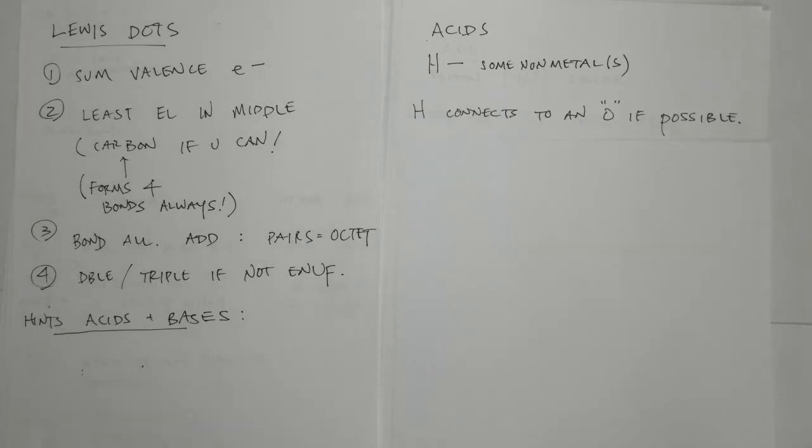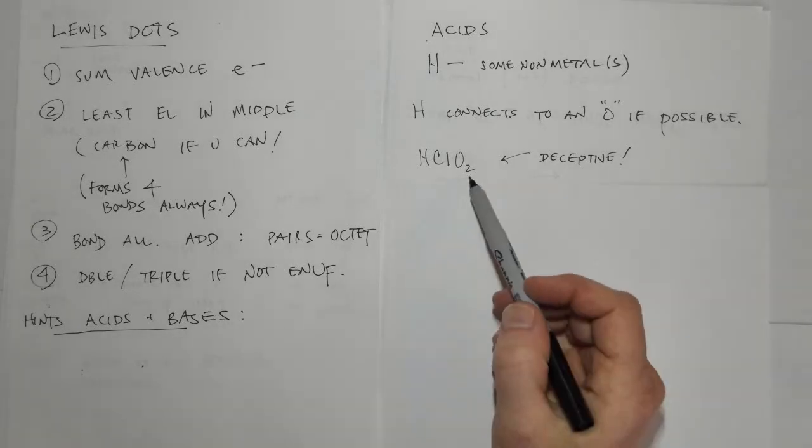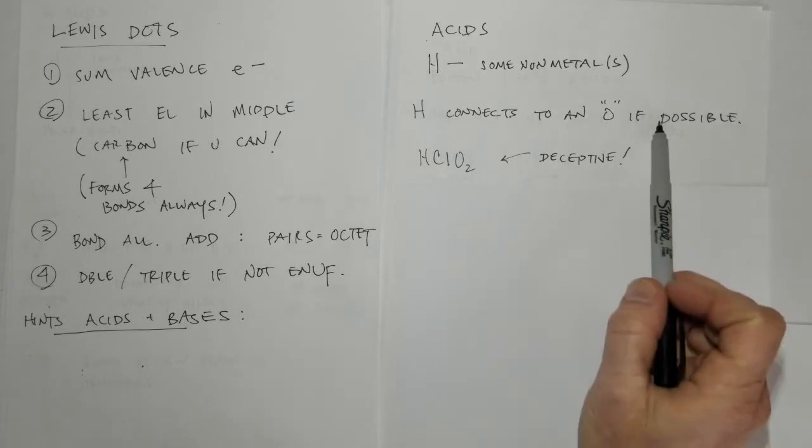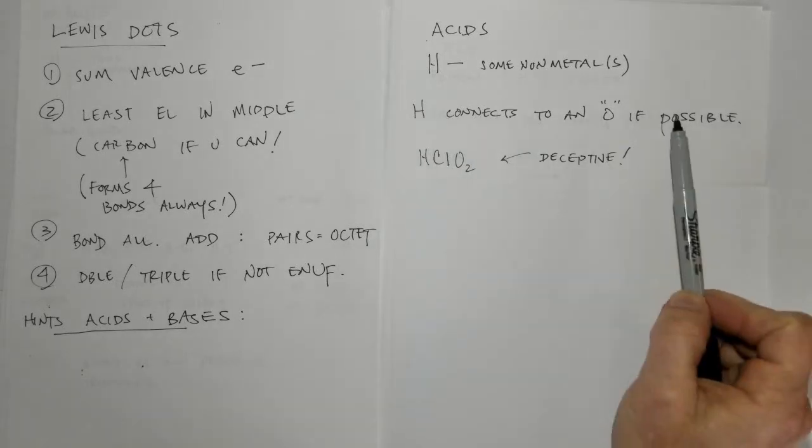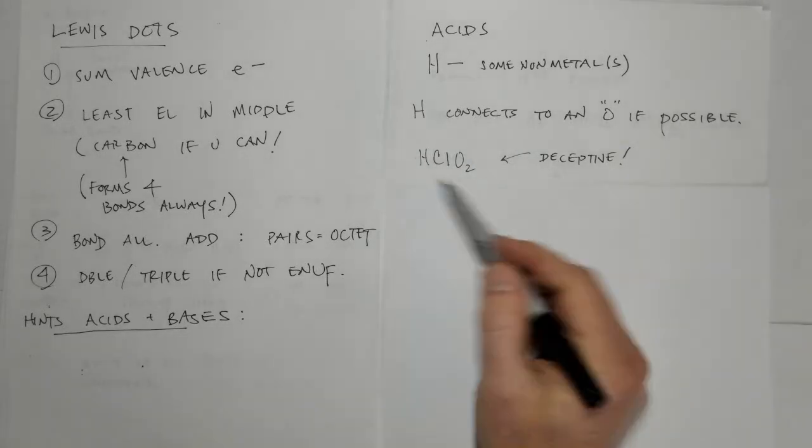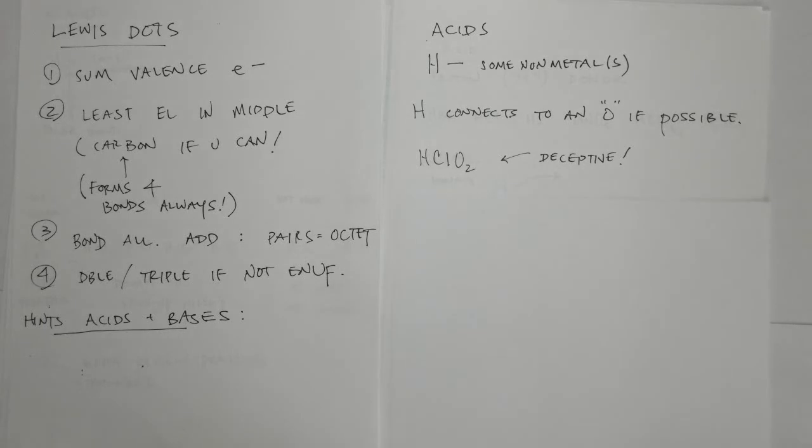If possible, the H connects to an O, but it doesn't always do this. But in HClO2, an oxy acid, it's deceptive in the way that it's written. And this is where this rule comes in, that if H can connect to an O, go ahead and do that. So let's go through drawing the Lewis electron dot structure for this.